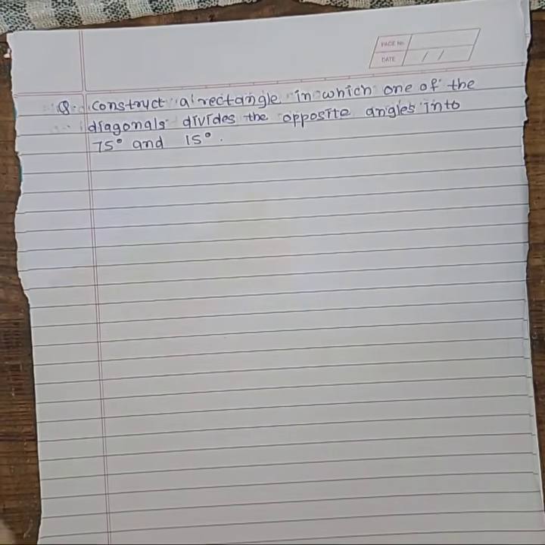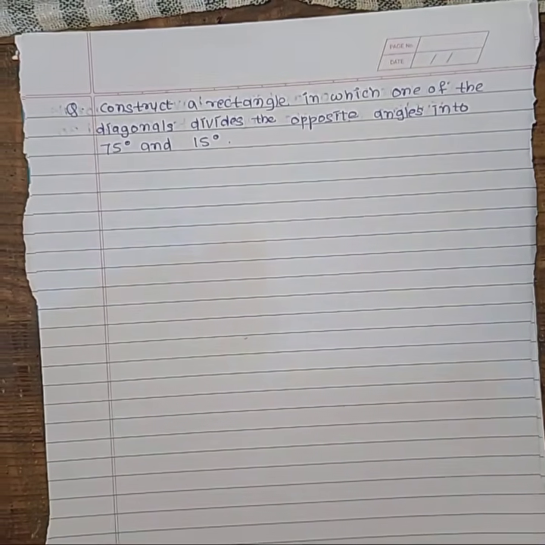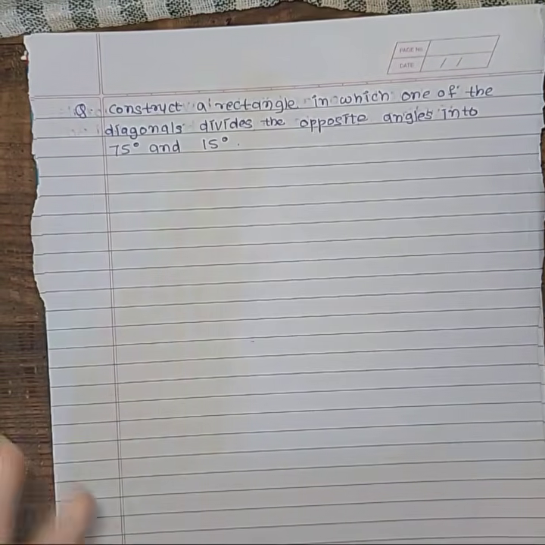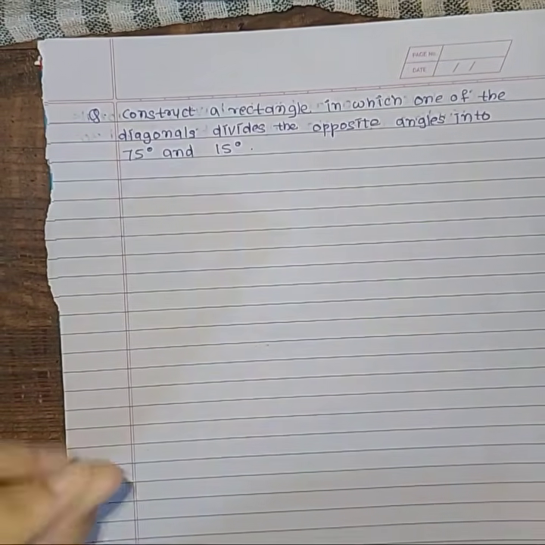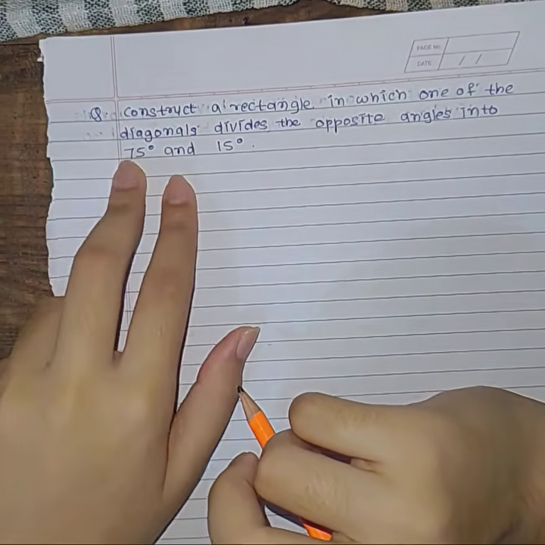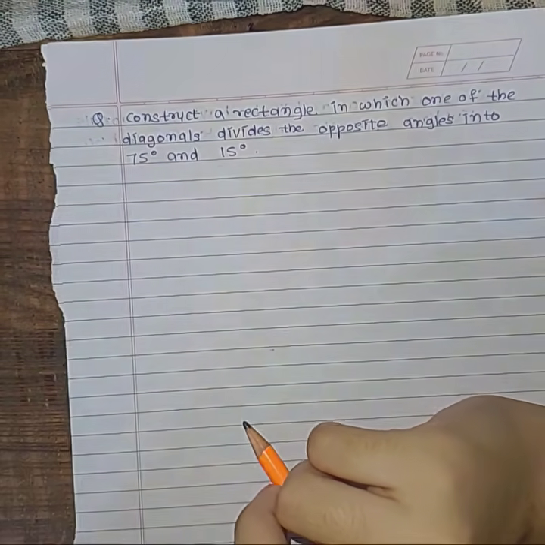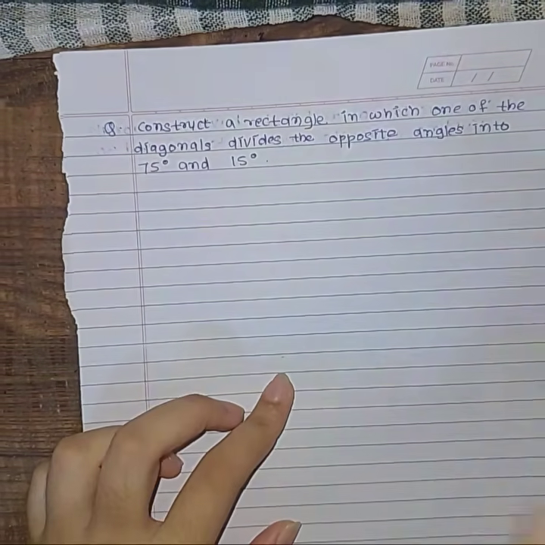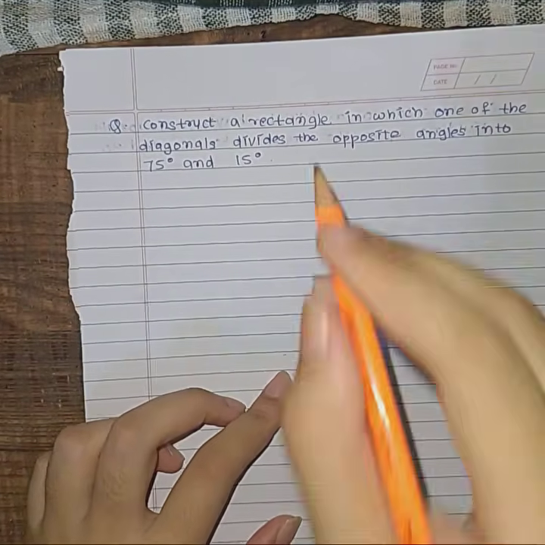So in this video, we are going to learn how to construct a rectangle in which one of the diagonals divides the opposite angles into 75 degree and 15 degree. This can be anything, like they can also give you 30 degree and 60 degree. So first I will tell you the steps what we are going to do.